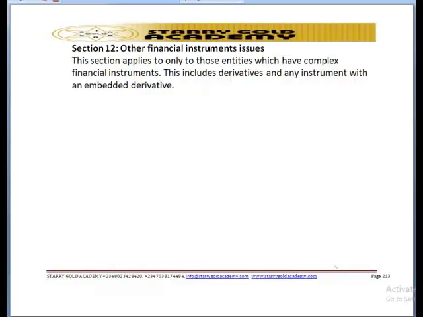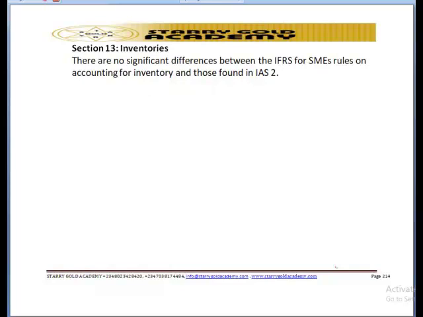Now let's look at Section 13, talking about inventories. For this Section 13, there are no significant differences between the IFRS for SMEs rules on accounting for inventory and those found in IAS 2. So you can use IAS 2 also. SMEs can use IAS 2.